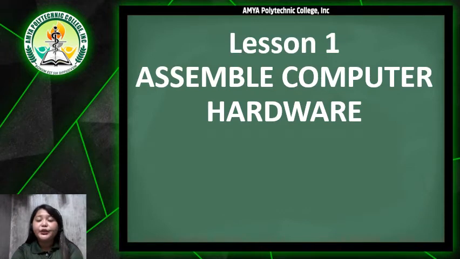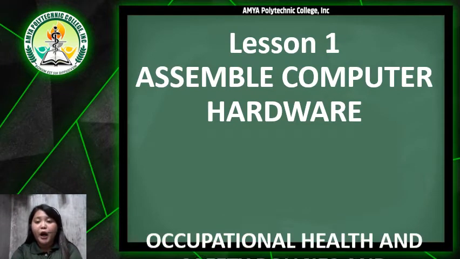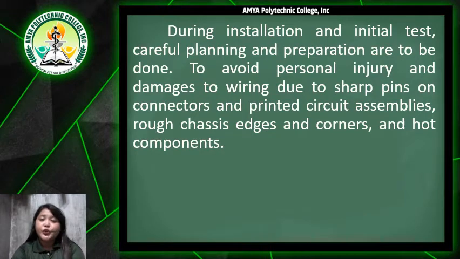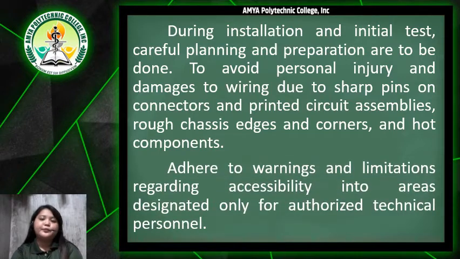So our lesson for today, again, is all about assembling computer hardware, specifically on occupational health and safety policies and procedures. During installation and initial tests, careful planning and preparation are to be done. To avoid personal injury and damage to wiring due to sharp pins on connectors and printed circuit assemblies, rough chassis edges and corners, and hot components, adhere to warnings and limitations regarding accessibility into areas designated only for authorized technical personnel.